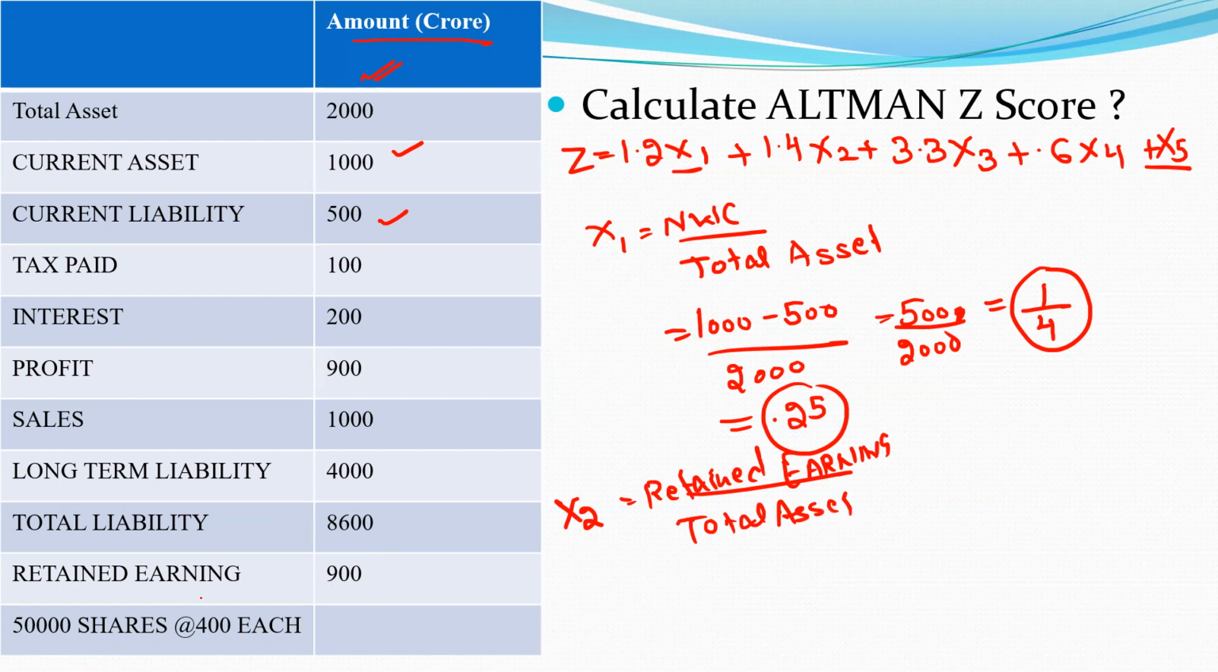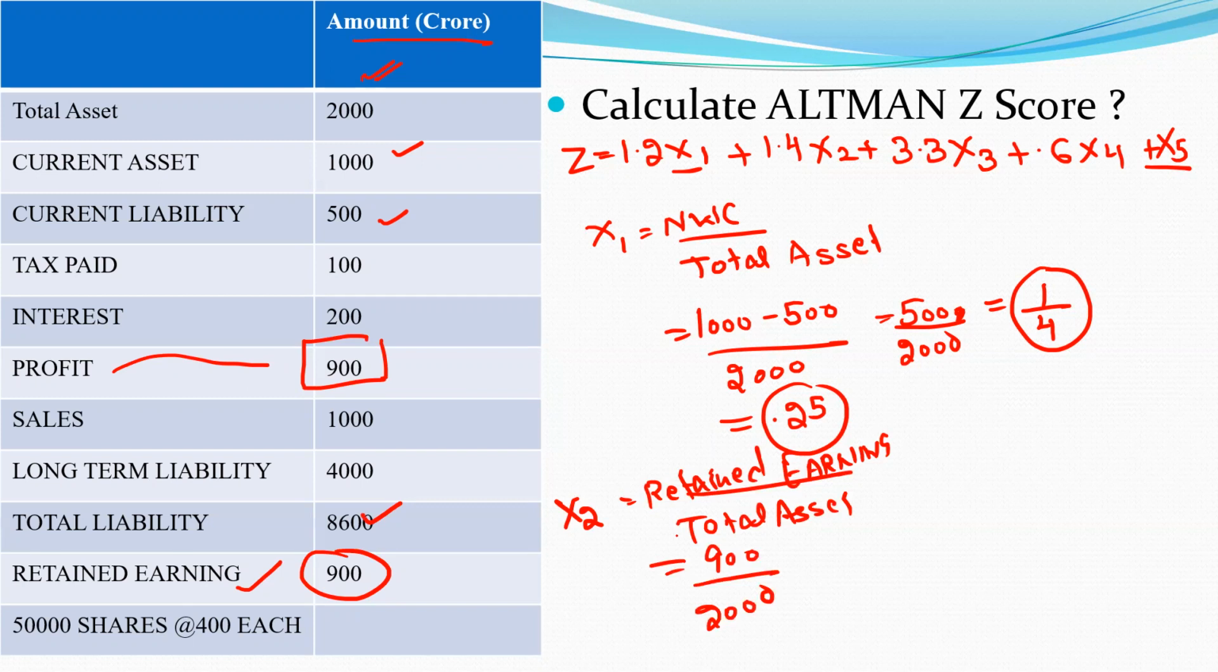Here they have also given retained earning. Sometimes they give retained earning, or sometimes they give profit. The value here is the same, that is 900. The value of both is the same, 900. So how can we calculate it? Retained earning upon total asset, so retained earning here is 900 upon 2000.